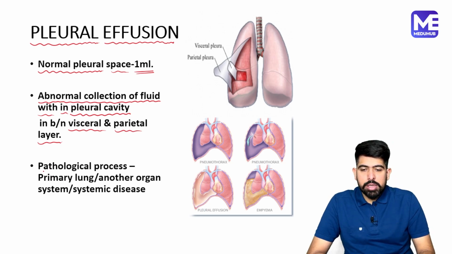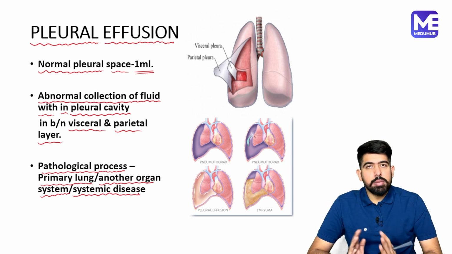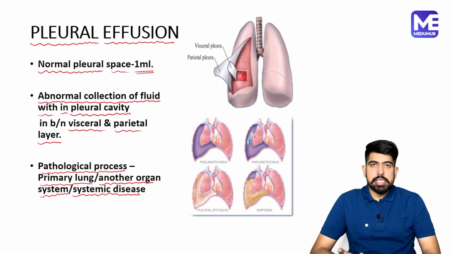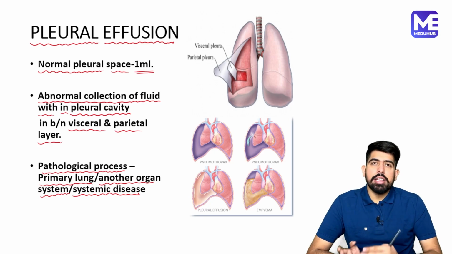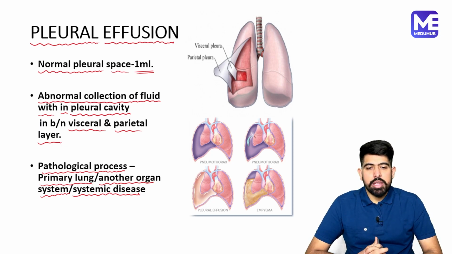And if we talk about the pathological process, what are the pathological processes? These can be primary lung diseases, or they can be caused by other organ systems, which is known as systemic disease. So some diseases are caused primarily by lung diseases, while secondarily they can also be caused by other organ systems, right?